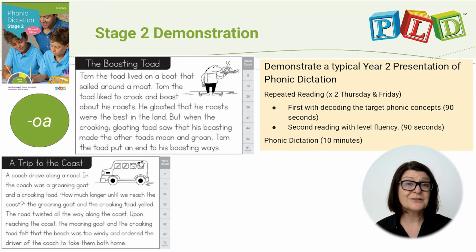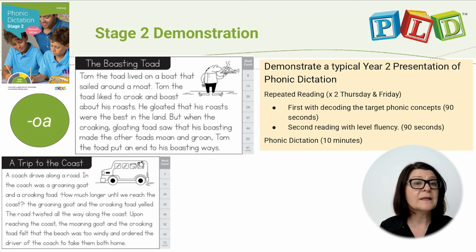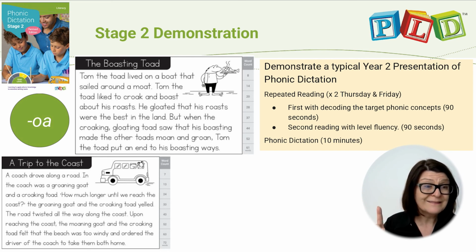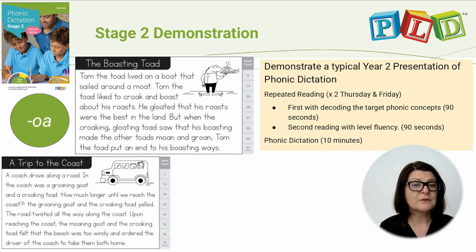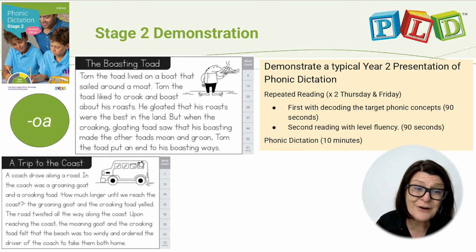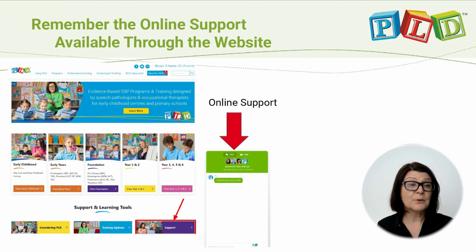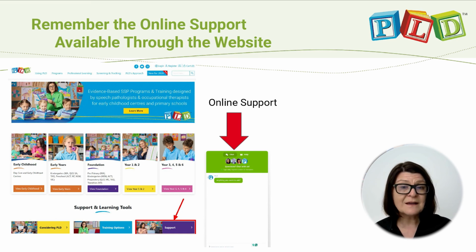If they're in stage 2, again, we're going to read this with decoding that phonic concept OA, but any other word, we're reading it as a full word. Second reading with fluency, 10 minutes dictation. And you're going to repeat that again on the Friday. Remember, there's support through the PLD website.